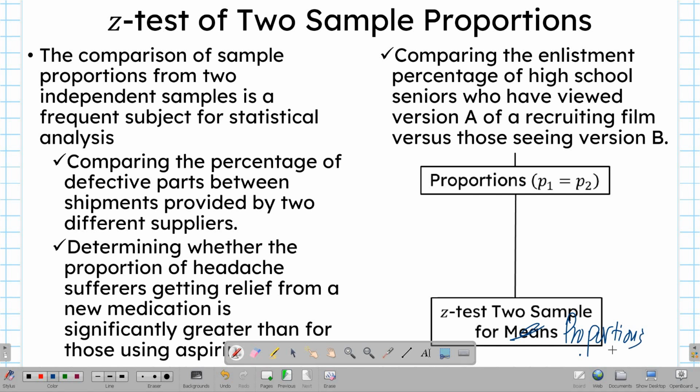Now, if there's one thing that's a little bit difficult, it's that in Excel data analysis, there's no z-test two sample for proportions. So instead, we're going to use Excel as a calculator for us to compute the values that we would need. So I'll go to Excel for that.